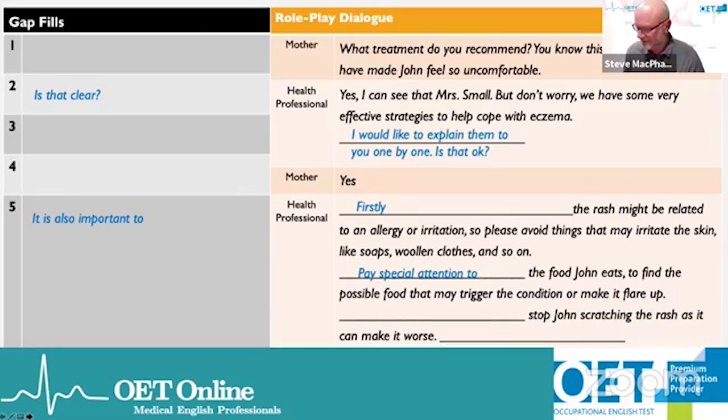And then we go for number 5, don't we? It's also important to stop John scratching the rash, as it can make it worse. And then we can end, always a good idea to end with a question. Is that clear? Always check the patient understanding.